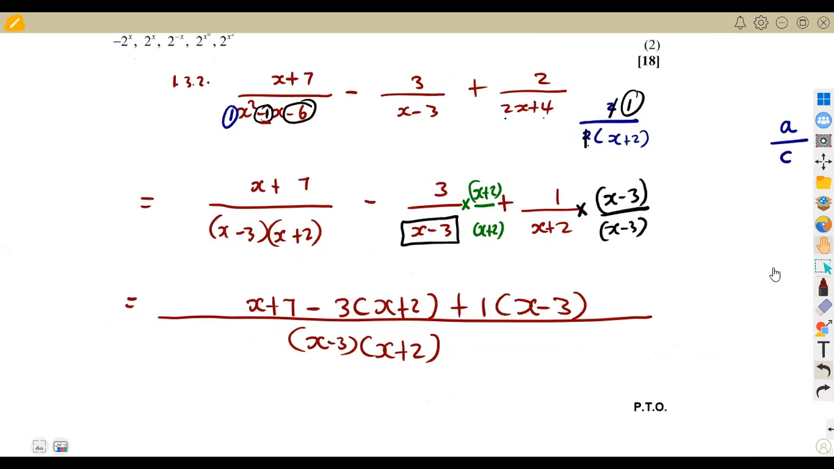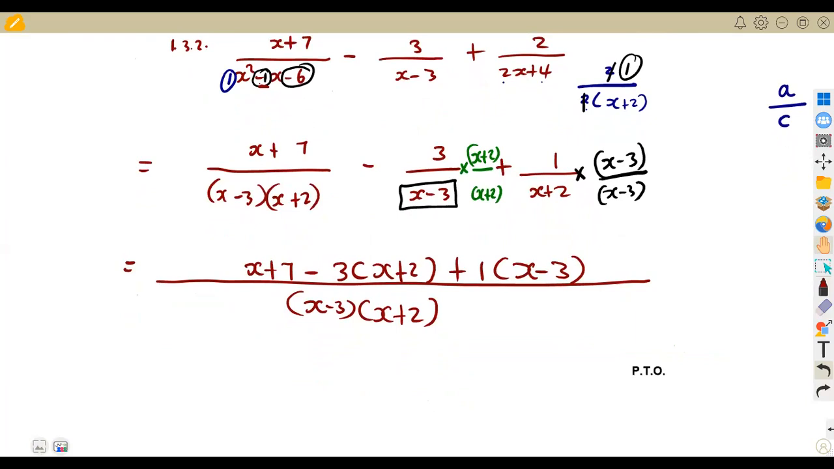Once you have this, you can combine your numerator together to give you a single term, same as your normal addition and subtraction that you are used to. So this is another method that you can talk about. All right, so let us consider here, expand our numerators. We're going to have x plus 7, there's nothing to do here, but this bracket is being multiplied by a negative 3. So it's going to be negative 3 times x, negative 3 times 2.